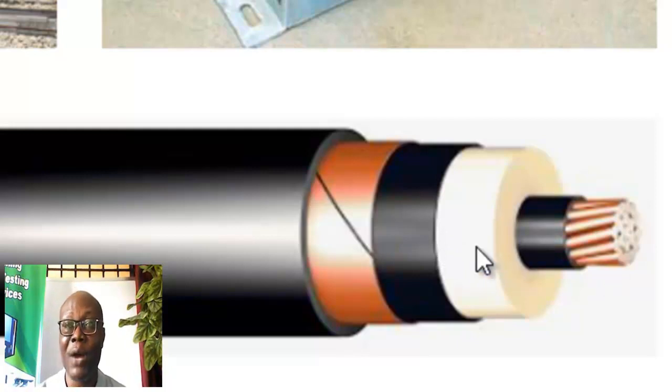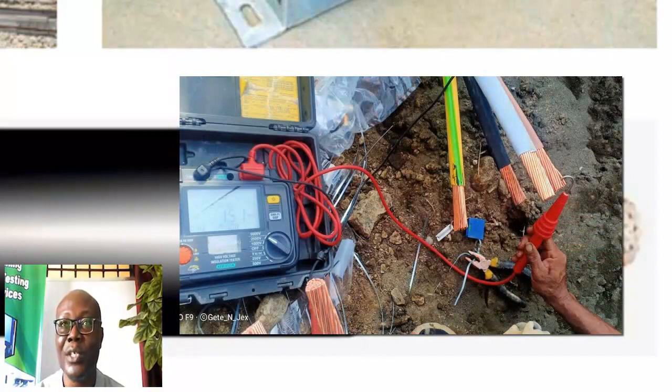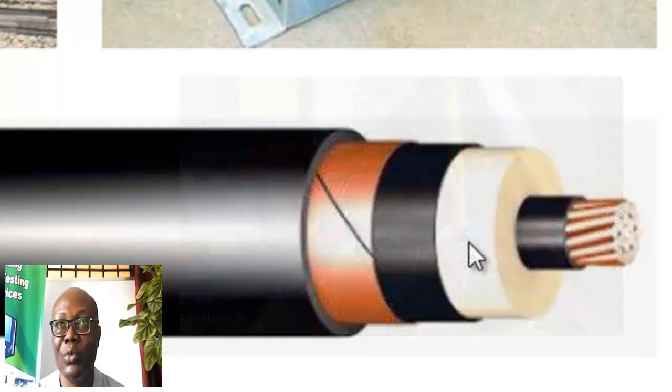But if we have more than one core cable, maybe we are having a 3-core cable, we can test between each of the conductors: between red and blue, between red and yellow, and between yellow and blue.